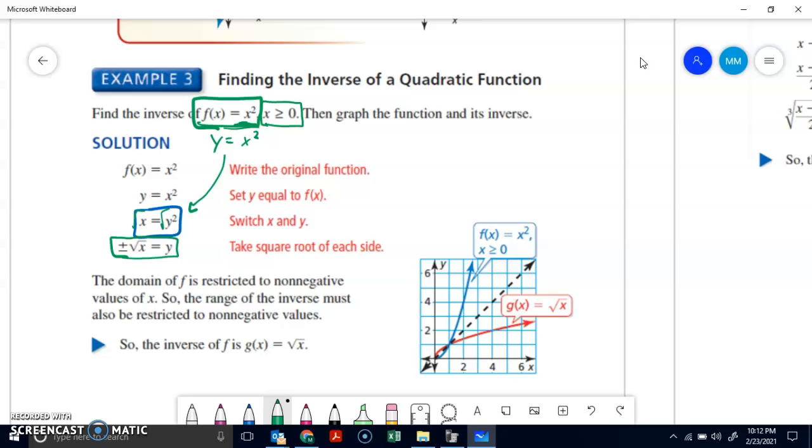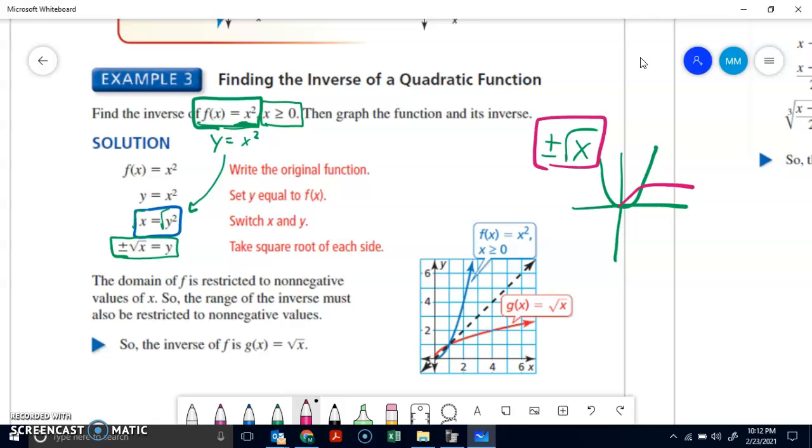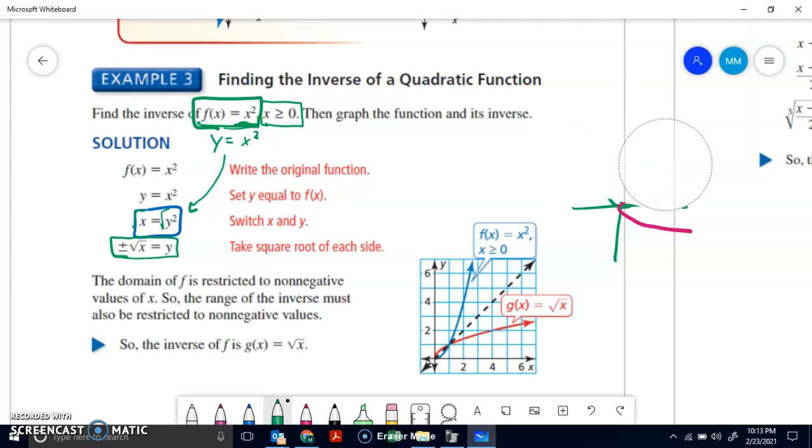If it was both plus or minus, that means I would have a full parabola, and the inverse, which is plus or minus the square root of x, would be a full sideways parabola. This would not be a function. See, the original does not pass the horizontal line test. But that's not what we have here.